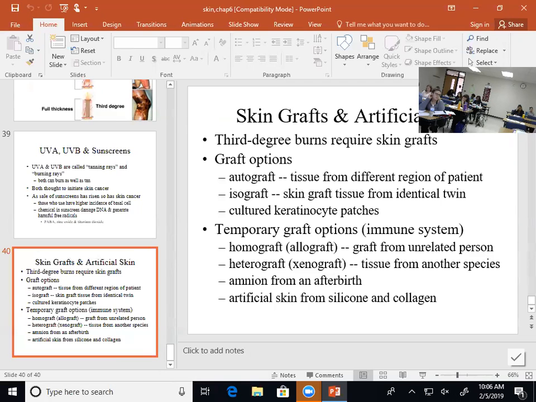You get your function back. Regeneration. Can all tissues regenerate? No, it depends on the tissue type, right? Some tissues really don't have that ability. Others pretty well can do that. But it also depends on the magnitude of the injury.